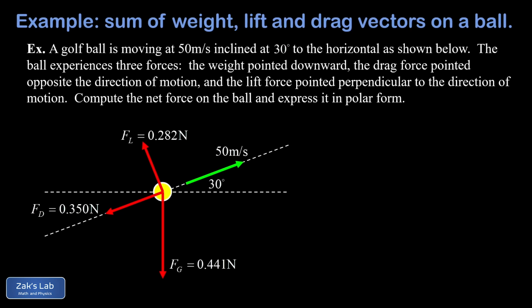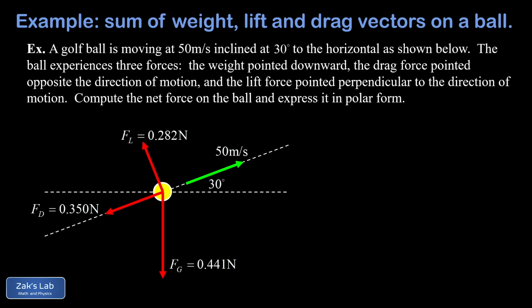In this video, we're computing the net force on a golf ball. So we're told this golf ball is moving at 50 meters per second, inclined 30 degrees above the horizontal. And we have three forces acting on the ball. That's the weight pointing straight down, the drag force pointing opposite the direction of velocity, and finally a lift force perpendicular to the drag force and carrying an upward component.